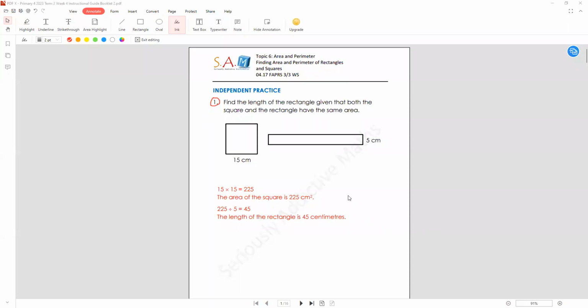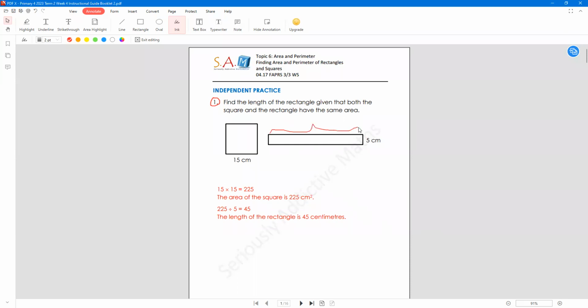Okay, so this is additional practice based on the topic that was taught last week. Find the length of the rectangle given that both the square and rectangle have the same area. Now, for this, they're supposed to find the length here. In other words, what do they have to do? Based on what they learned last week, if they know the area, they would be able to find the length, right? So area divided by breadth will give you the length.